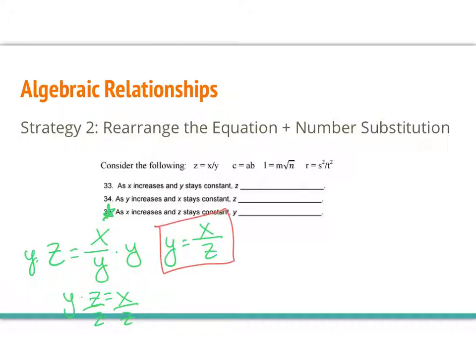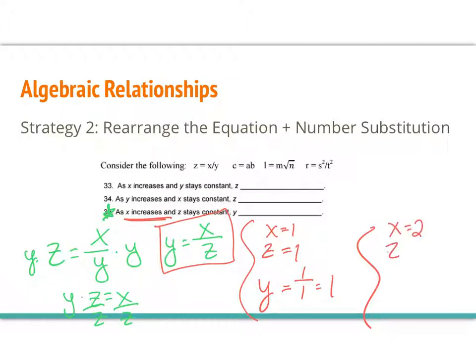So here's our rearranged equation, and I'm going to do the same thing I just did on the previous one, but I'm going to use the rearranged equation. We're going to set x equal to 1 and z equal to 1. So I get y equals 1 over 1, which is 1. Now remember it says x increases, so I'm going to make x equal 2, z equal 1. So now I get 2 over 1 equals 2. Looking at my comparison numbers, once again like the previous problem, as x increases, y also increases.